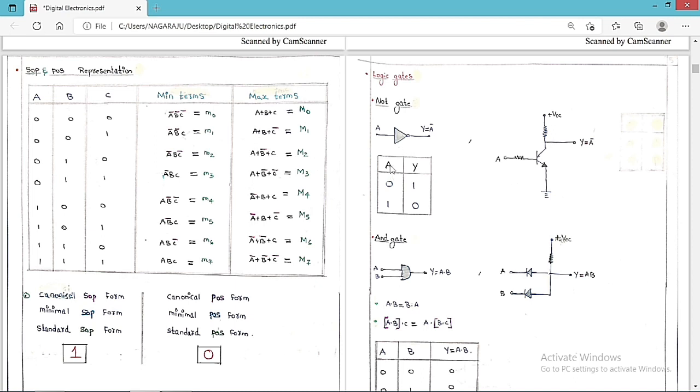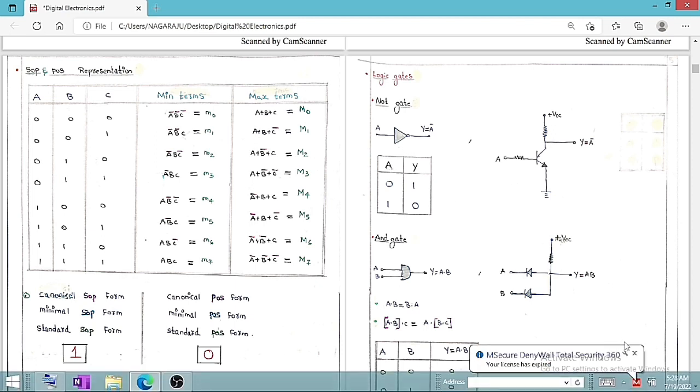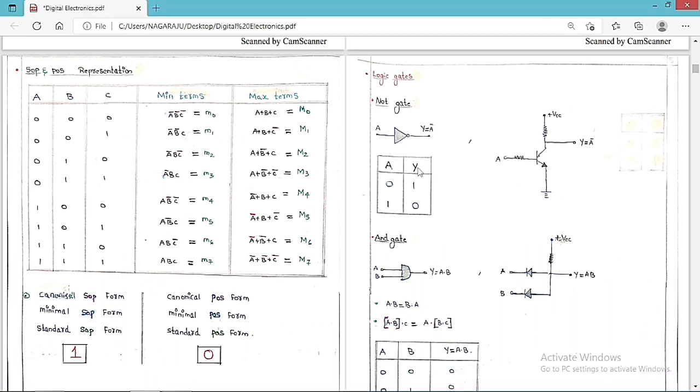So let me give you the truth table of this NOT gate. This is A, this is the input, and this is Y, the output. If the input is equal to 0, the output is equal to 1. If the input is equal to 1, the output is equal to 0. Both are complements of each other. So the output is the complement of the input.